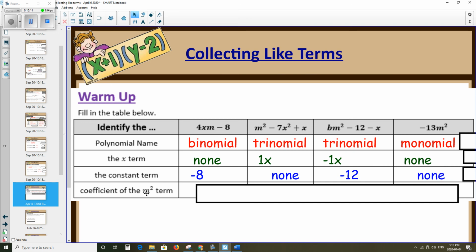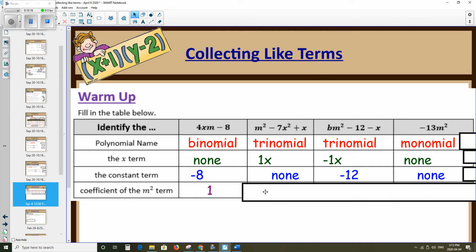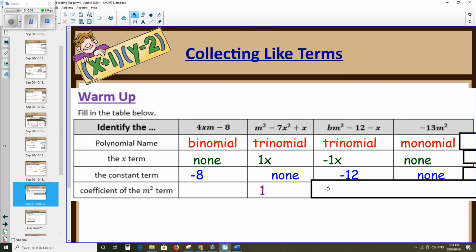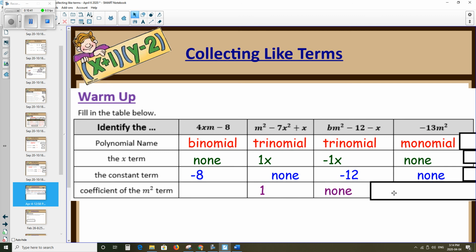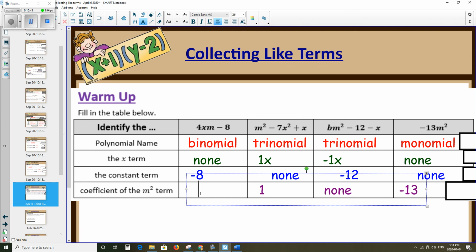What is the coefficient of the m squared term? No m squared terms here. I don't know why I have a 1 there. That's not right. Let's get rid of that. Oops, there we go. Second example, I'll add the word none in a second. The second example here, the coefficient of the m squared term is 1. This one does not have an m squared term. And the last one, the coefficient is negative 13. I'm just going to add the word none in this spot here.